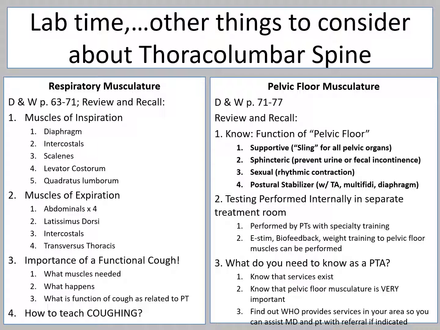Some other things to consider as we're talking about the thoracolumbar spine is that it houses the muscles of respiration. So just have a review there of the muscles for inspiration and expiration. When you get into the rehab course in the fall, you'll talk about how to teach your patient to do a functional cough if they have lost some of this musculature.